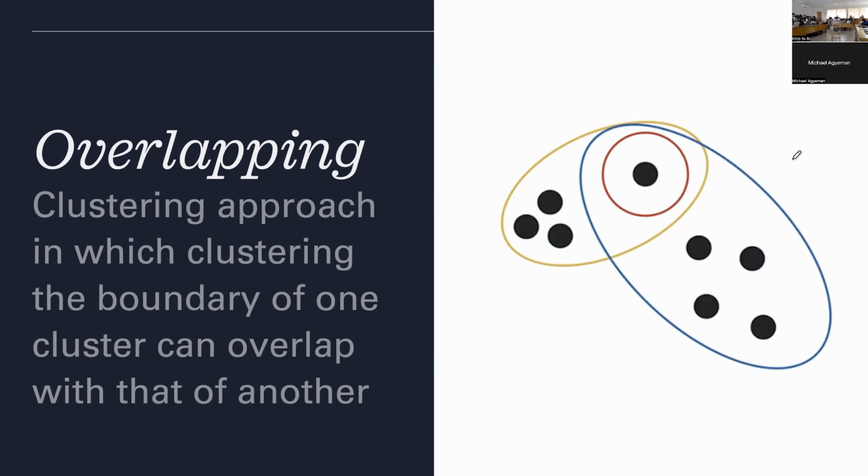Then we can have overlapping. So overlapping is where you have one data point which falls within several clusters, but not necessarily one cluster simply falling within others, or clusters within others, like the hierarchical. So you have the data point boundaries overlapping each other. So you've got one boundary on top of the other, for example.